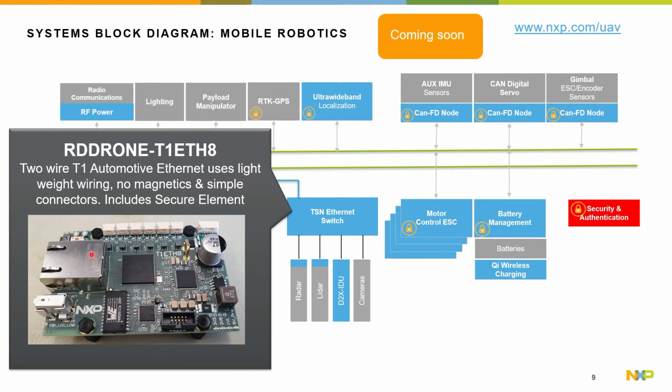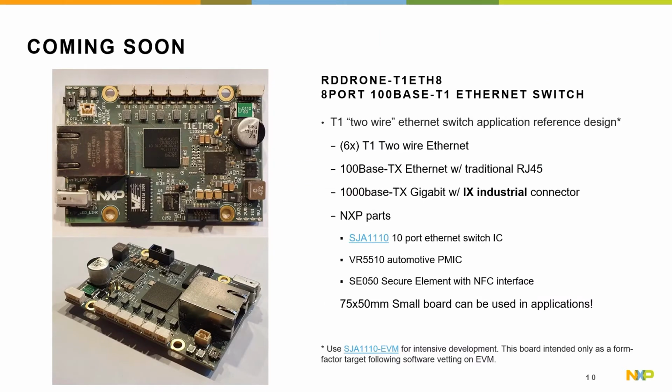There's a traditional large RJ45 jack, and that's a 100 megabit jack, and then an IX Industrial. So this is a new standard, small form factor, ruggedized Ethernet connector that our mobile robotics team has been working with quite a lot lately. So it's a nice small physical size. It's still traditional 100 base, well, this is gigabit, so it's a 1000 base T network. So this is a reference design. Again, 6 2-wire Ethernets, 100 base TX, and gigabit Ethernet with the IX Industrial.